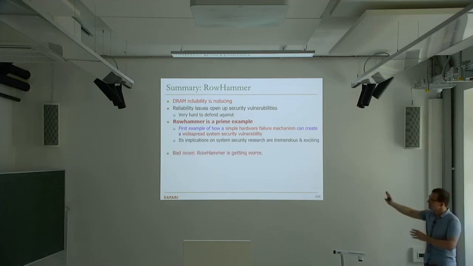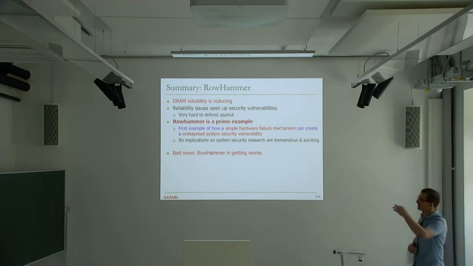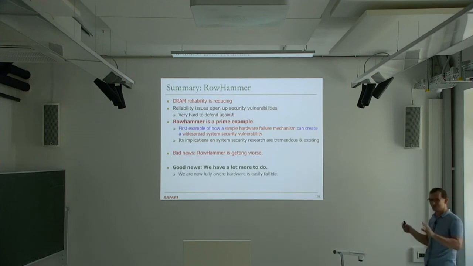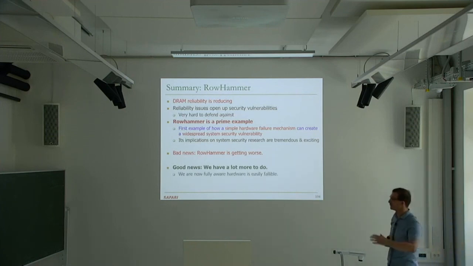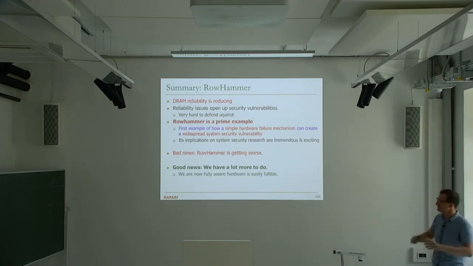And also for hardware research, clearly, but I didn't put it over here. The bad news is RowHammer is getting worse at the lower levels. But at the interface level, it may not be getting worse. The good news is we have a lot more to do. I think that's good for research, right? Especially for people who are working on hardware security today and the interaction between new hardware and security.